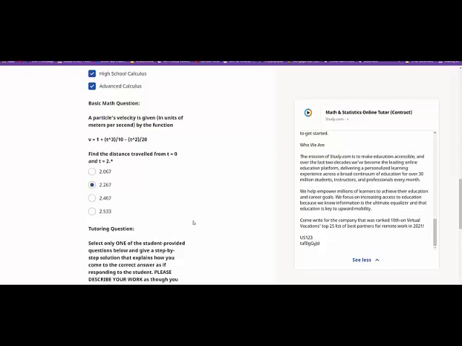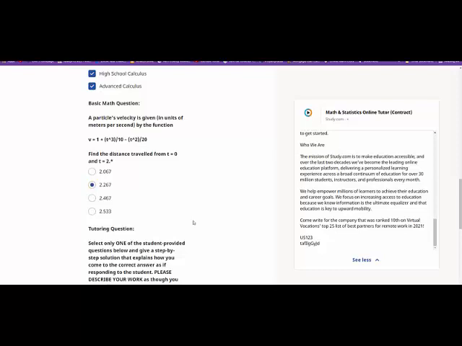So let's take a look. It's a basic math question that we want to answer. You have a particle traveling at some velocity, and when I say velocity, it means speed. Speed is a rate. When you travel 60 miles per hour, that's a rate of how much distance you're covering in how much time. Okay?